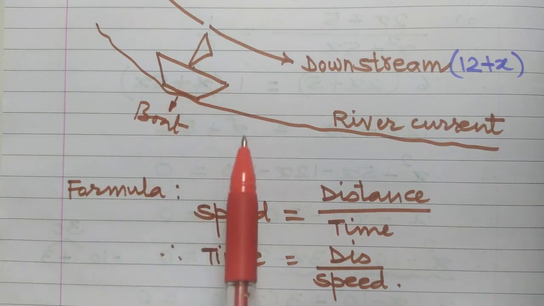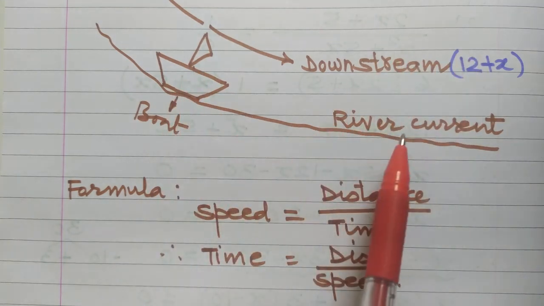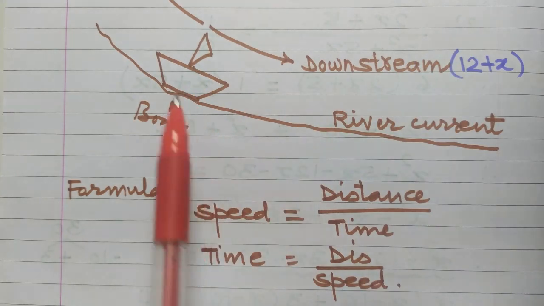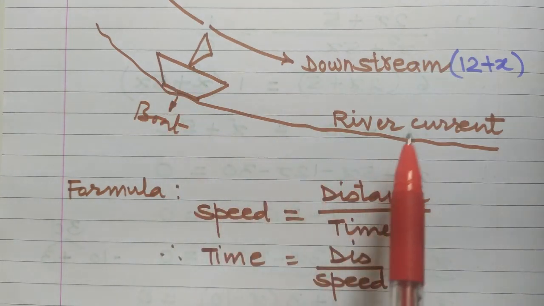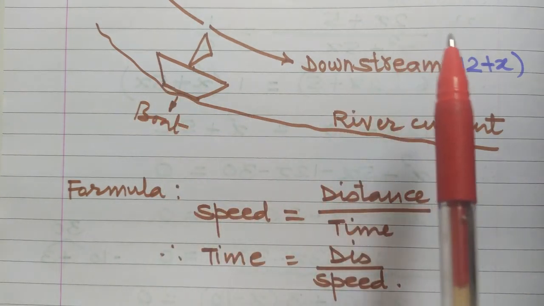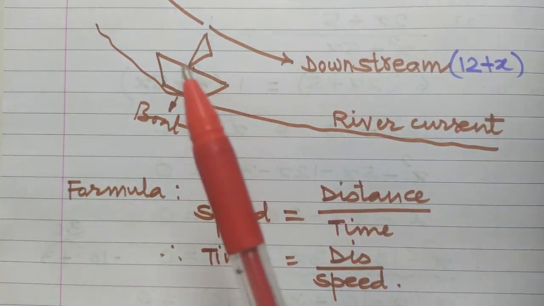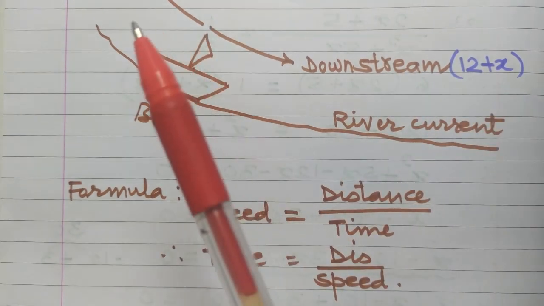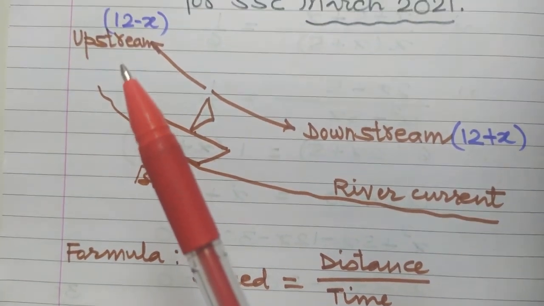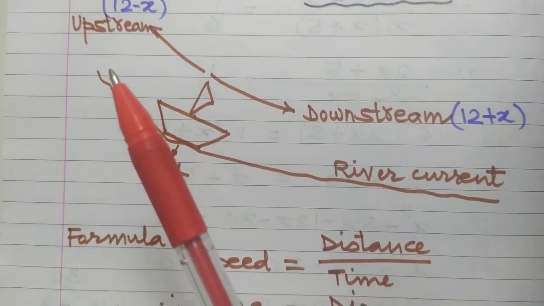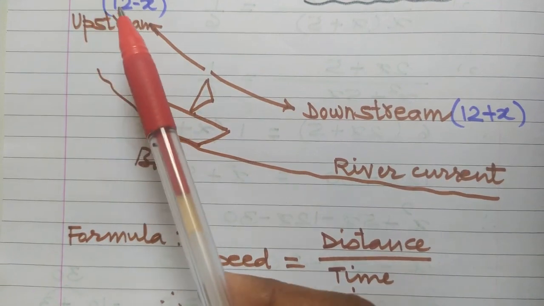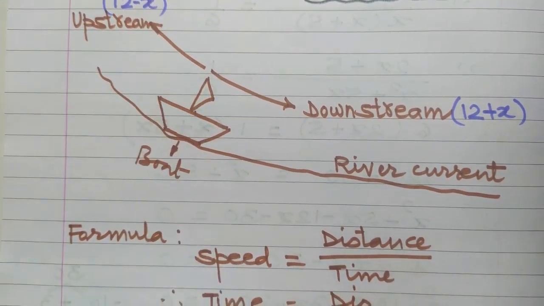Speed of the boat in still water is 12 and speed of the river current is x. So when the boat flows downstream, its speed will increase and it will be 12 plus x. Whereas when the boat travels upstream, naturally the speed will decrease and it will be 12 minus x.